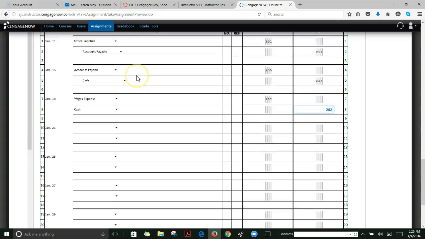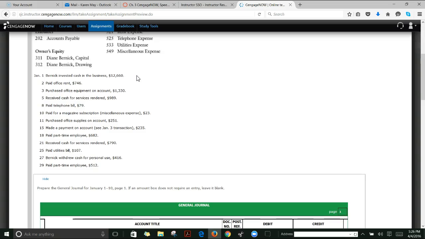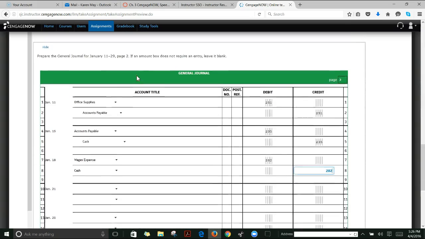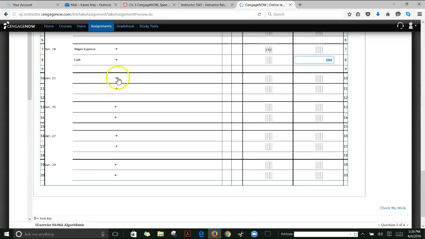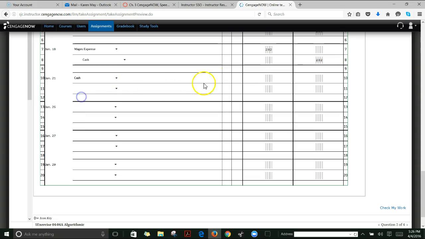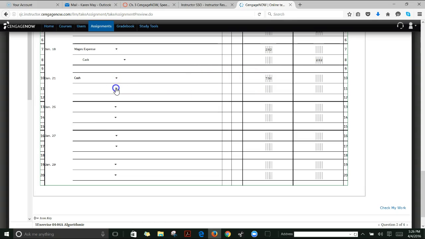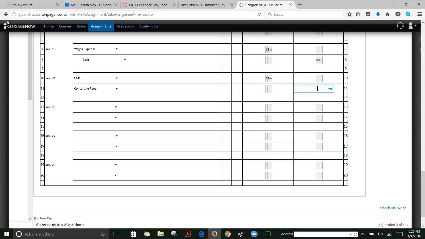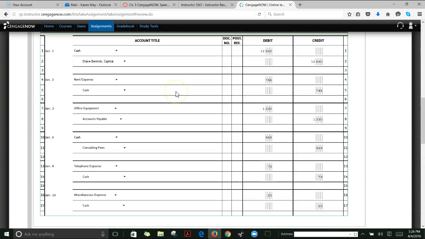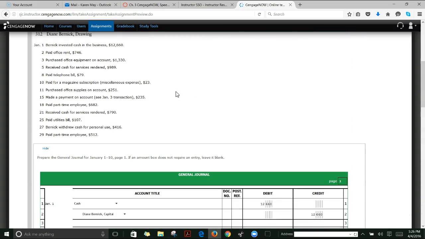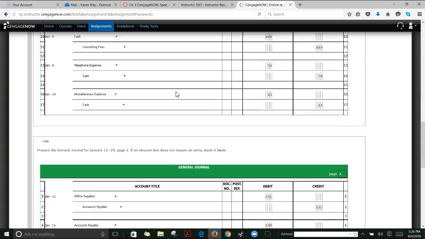On January 21st, received cash for services rendered, $790. So debit cash, $790. And it was for services rendered, which is our fees. Our consulting fees is the name on the chart of accounts, $790.